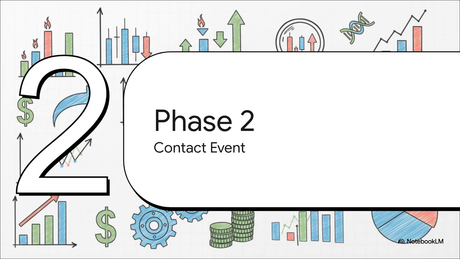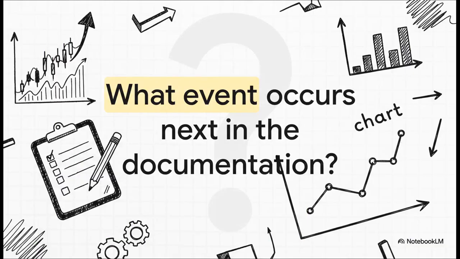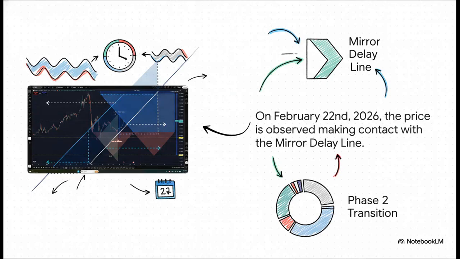Okay, let's fast forward in time a bit. We're now going to look at the next big event that was recorded in the source material. This is what the model calls Phase 2. So the big question is, what happens next in this visual record? Let's take a look at the chart and find out. And there you have it. The documentation shows that on February 22, 2026, the price came up and made contact with the mirror delay line. This observable event is what marks the recorded transition into Phase 2 of this cycle.